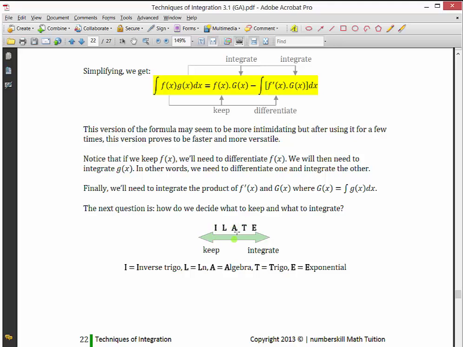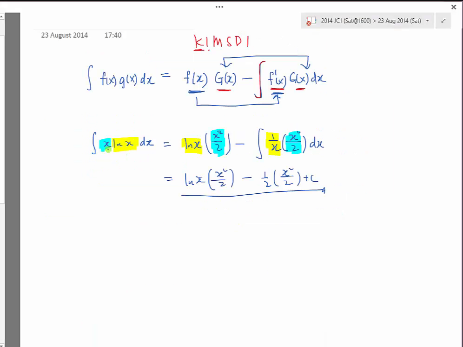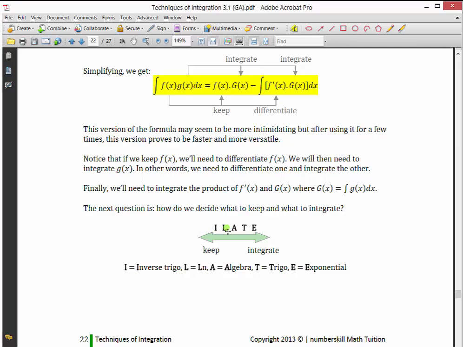No. You also have to use by parts, and there's a trick to it. Algebra means anything to do with x. For example, in the previous example, this is L for ln, and this is A for algebra. So we have algebra and ln. We keep the ln and integrate the algebra. Understand? Contrary to some teachers, I heard some of my students say that teachers told them you always keep the harder-to-integrate one.